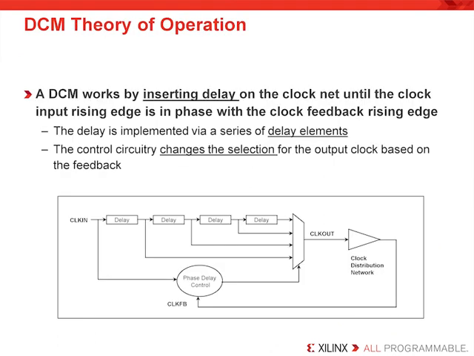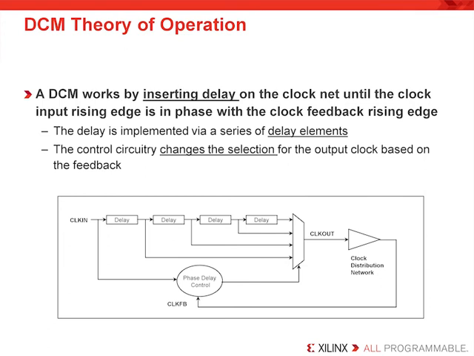This slide tries to explain how clock deskew is performed and realistically why we care about it. First of all, a DCM works by inserting delay on the clock net until the clock input rising edge is in phase with the clock feedback rising edge. So the first thing I want to point out is, again, this is a digital implementation. There is no PLL in this circuit, as you can see. But in this case, the delay is implemented via a series of delay elements.